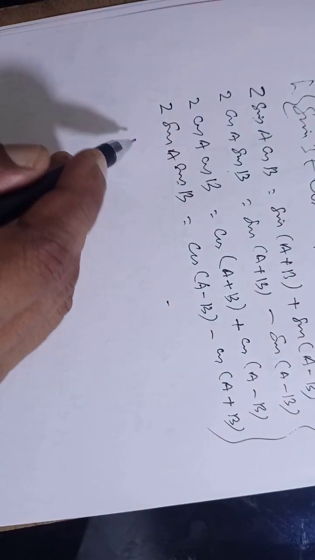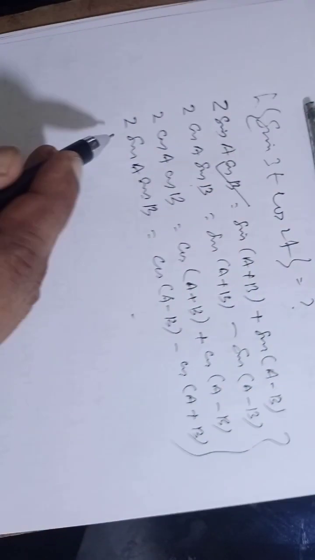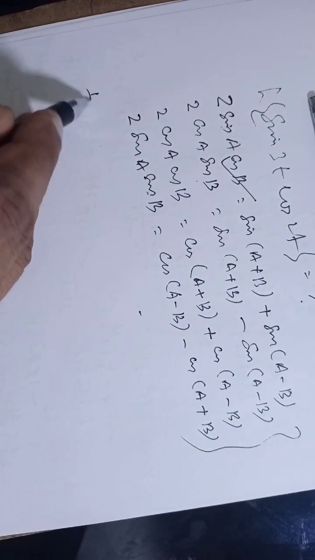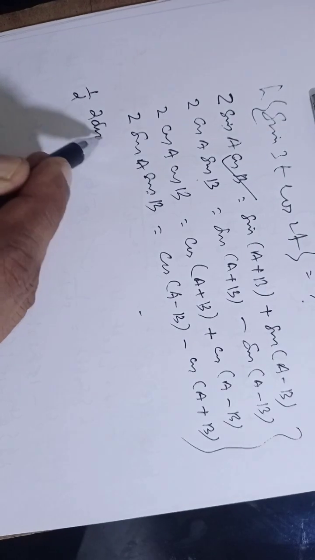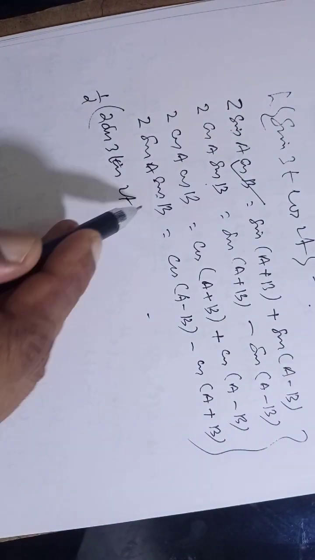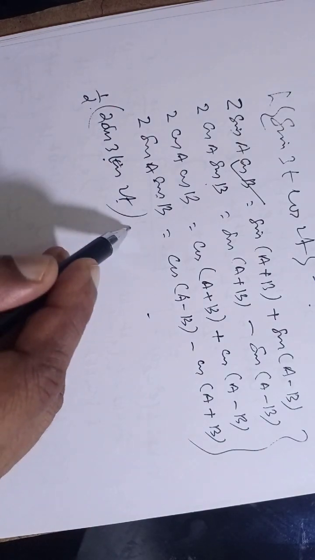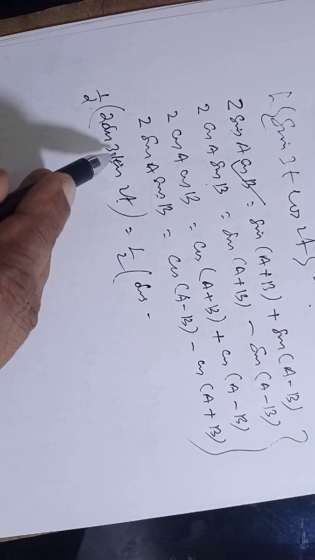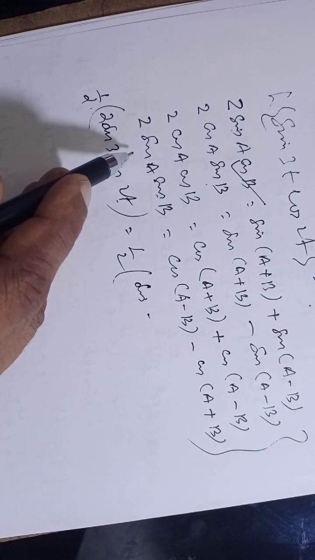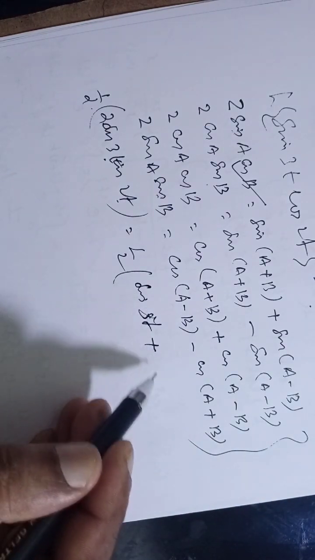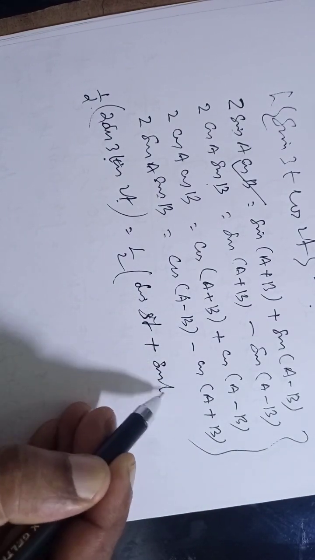And here we have sin 3t into cos 2t. For getting the 2 adjustment, we are putting half into 2 sin 3t cos 2t. What is it? Half into 2 sin A cos B is sin(A plus B), that is, here it is 3t plus 2t, 5t, plus sin(A minus B), 3t minus 2t, that is t, sin t.